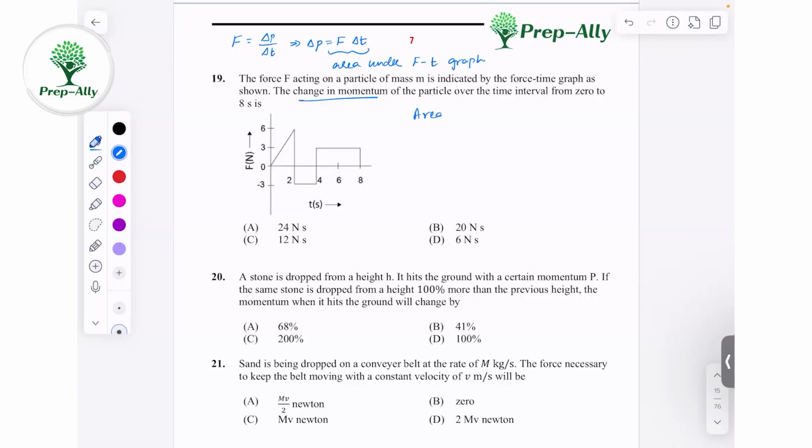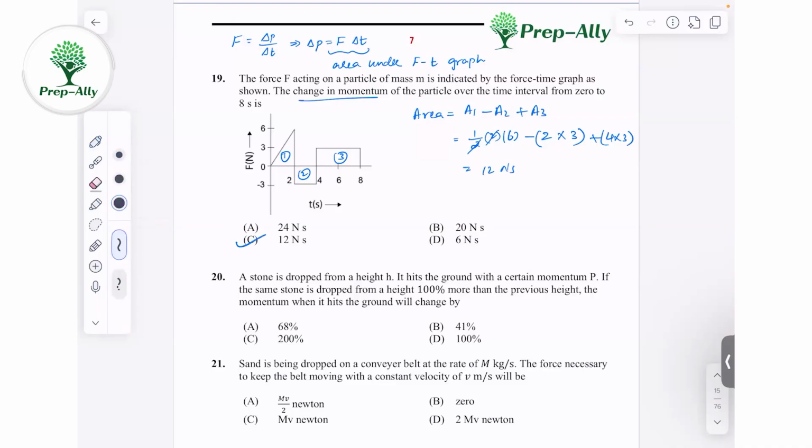So let's find the area here. So we have, this is area 1, let us say this is 2, let us say this is 3. So area 2 here is below the x-axis. So that corresponds to a negative area. And then we have area 3 as usual. Area 1 is a triangle, that is going to be half, base into height. Area 2 is a rectangle, 2 into 3. And area 3 is again a rectangle, that is 4 into 3. So this is 6. So this is going to be just 12. 12 Newton second. That is the change in momentum.